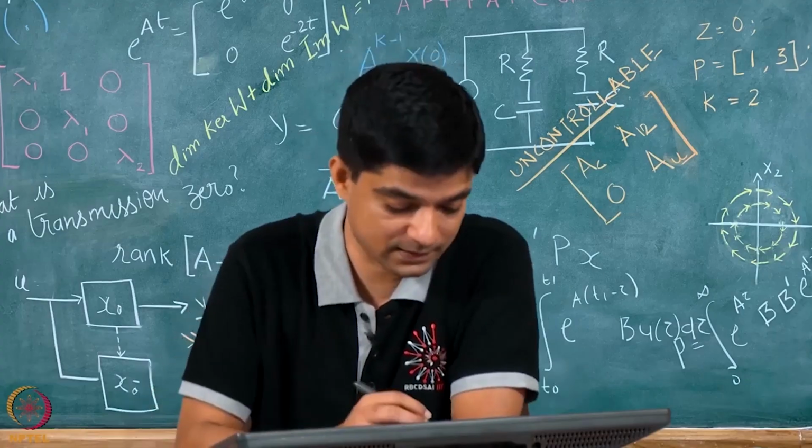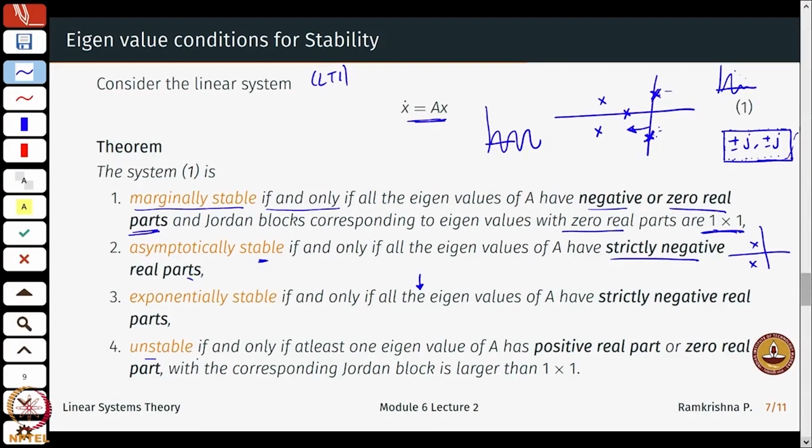Last thing about unstable systems: the system is unstable if and only if there is one eigenvalue in the right half plane. Again, if there are imaginary eigenvalues or eigenvalues with 0 real parts, then the corresponding Jordan block should be of size larger than 1, for example, in this case. So, that is the only thing that we must be careful of.